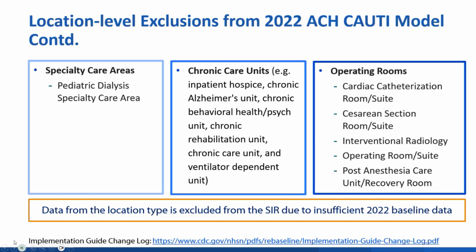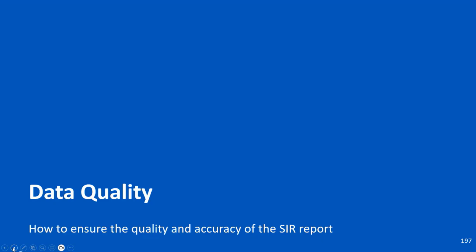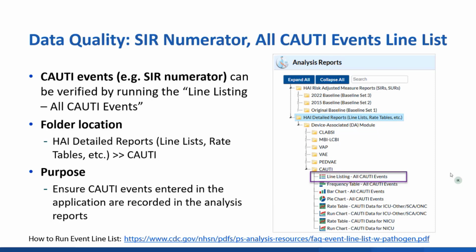And all this detailed information on those exclusions and changes in the exclusions can be found in the implementation guide change log, which is linked on this slide. So now I'm going to go over some data quality. So how do you ensure the quality and accuracy of your SIR reports? There are ways using our analysis reports in NHSN.